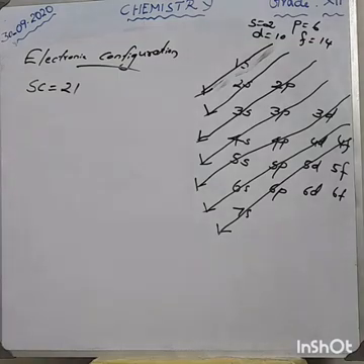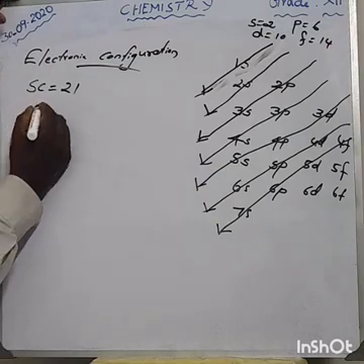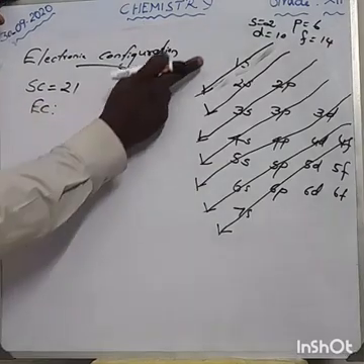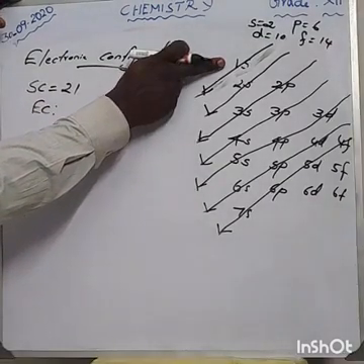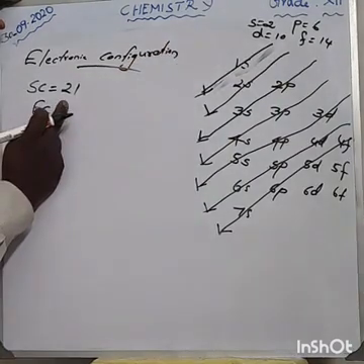The 3d series starts with scandium, titanium, vanadium, chromium, manganese, iron, cobalt, nickel, copper and also zinc. This is the first 3d transition series. How can you write the electronic configuration for scandium? Start with 1s.